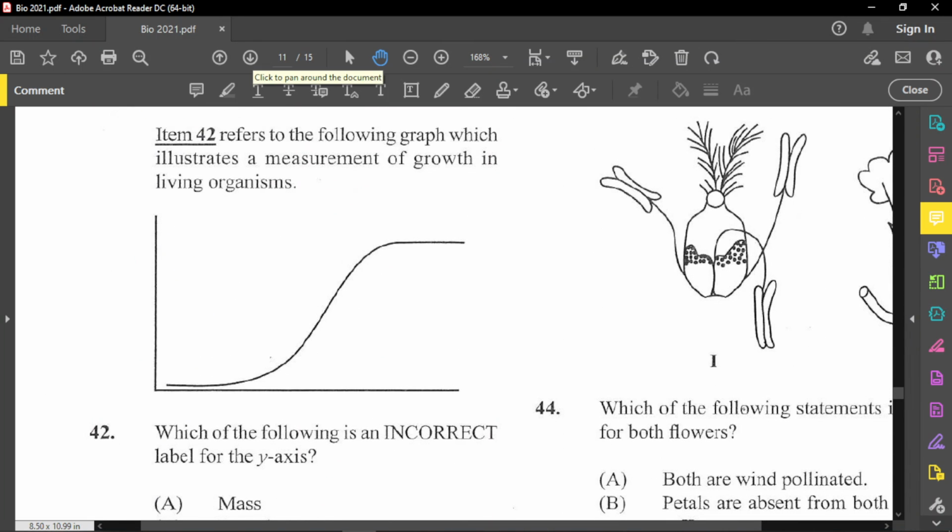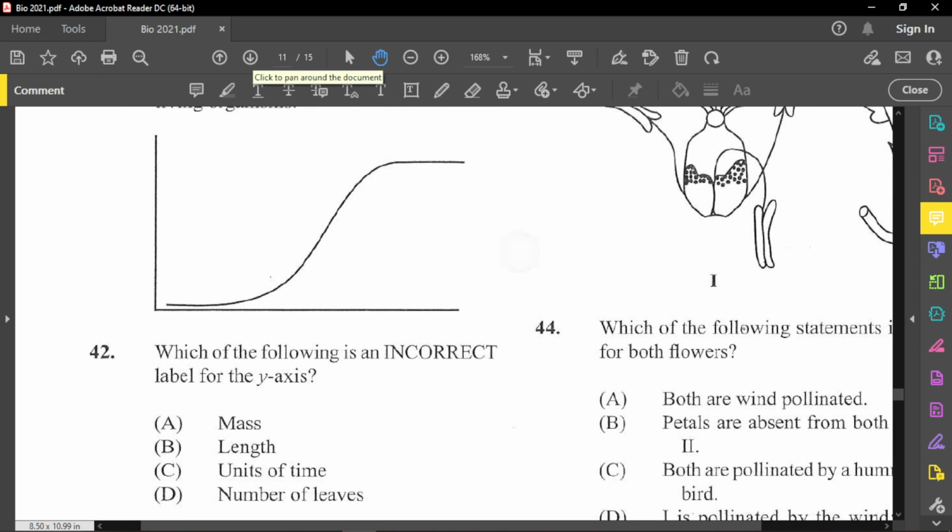Item 42 refers to the following graph, which illustrates a measurement of growth in living organisms. So if you notice, it's a measure of growth. Growth takes place over time. So it's natural that you start growing, increasing growth, and then over a period of time your growth rate will plateau or taper off, based on the graph, right? So here it says, which of the following is an incorrect label for the y-axis?